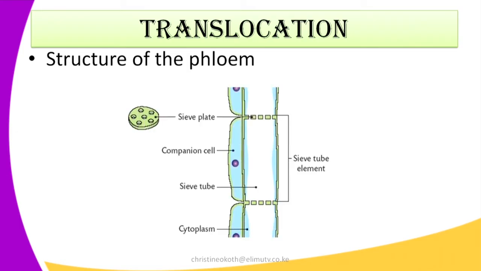So let's look at the structure of the phloem tissue, what it's made up of. First we have the sieve tube elements. Within it we have the sieve plates. Then in between the sieve plates we have the perforations. We have the companion cells, and we have the cytoplasm. The main components which make up the phloem, the main essential ones, are the companion cells and the sieve tube elements. We're going to look at each of them and their functions.